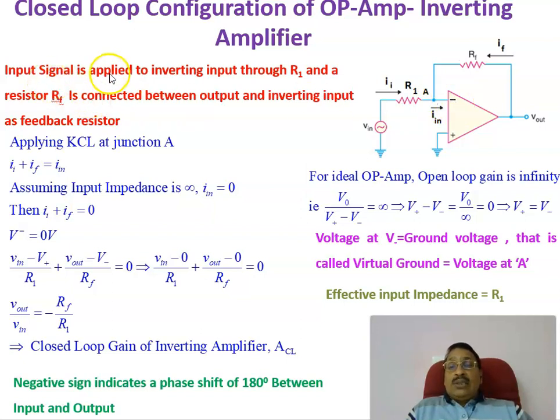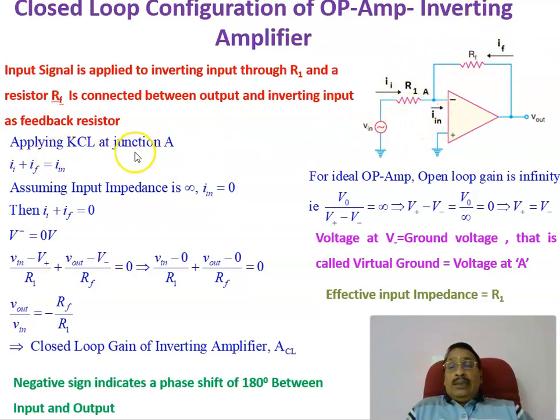Now the input signal is applied to the inverting input through resistance R1, and a resistance RF is connected between the output and the inverting input as the feedback resistance. Input resistance is equal to R1.